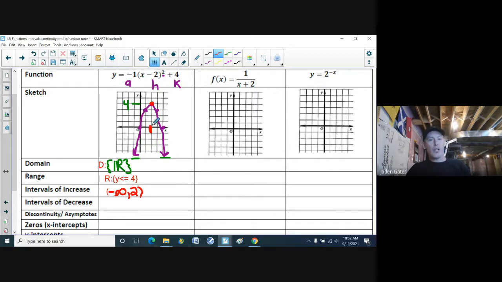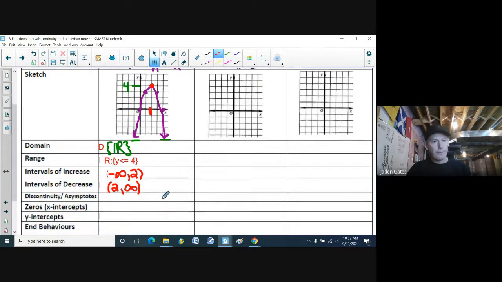Now, intervals of decrease. After this vertex of this parabola, the function just goes down. So intervals of decrease are from x equals 2 onwards. We're always talking about the x's here. So as x goes from 2 onwards, it just keeps going down all the way to infinity. And because you can never hit infinity, it's a round bracket. So again, a little bit of a different thing going on there.